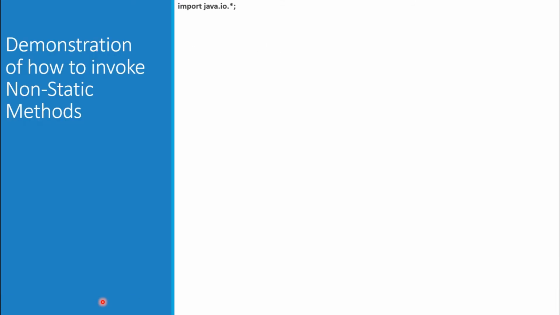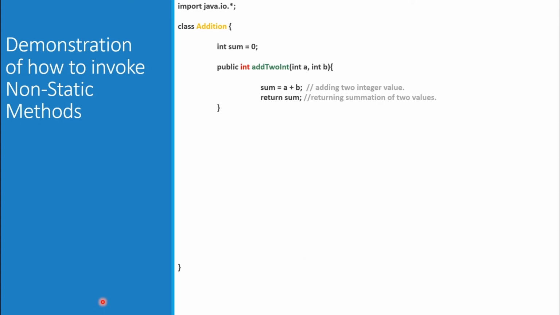Now let's demonstrate how to invoke non-static methods. This code is similar to the last one, except that this time we will not be having static declared in front of the methods. If you have not seen the previous one, then please see the previous video. So we have a class, and this time in these methods we will not be using static. See, we don't have static over here, right? The rest is still the same.